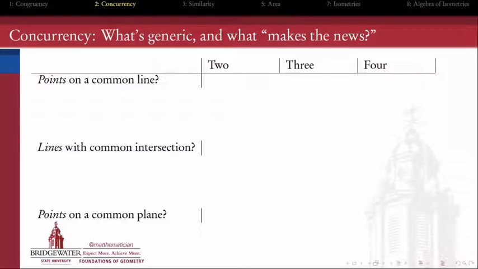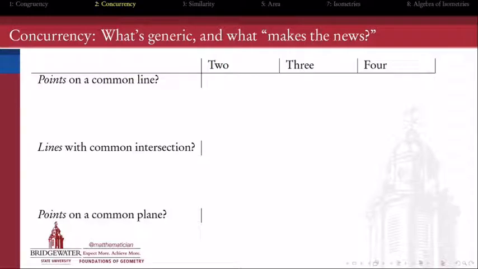So first I want to talk a bit about what concurrency means as a general phenomenon in geometry. To me, I think of it as the difference between something that we expect generically will happen, something that will happen most of the time, versus something that I like to think of as making headlines, making the news, something that doesn't always happen, and so when it does, it's something special.